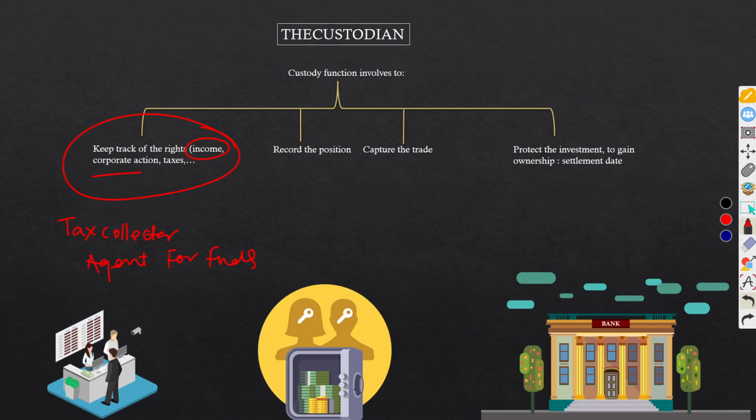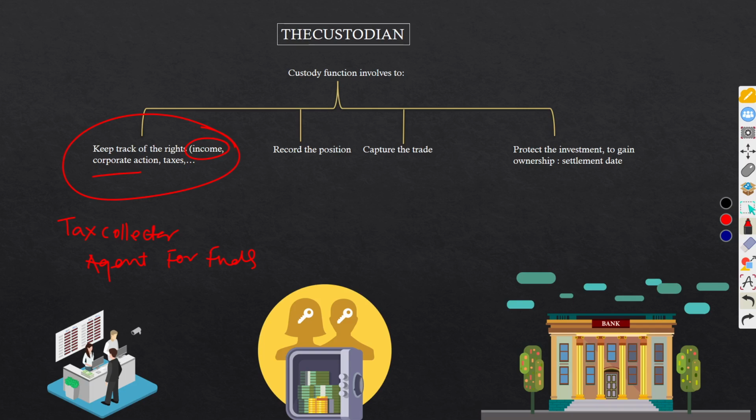So basically, custodians are not limited to safekeeping, but they also have the capacity, or are aligned, to process income processing, corporate actions, and tax benefits as well.